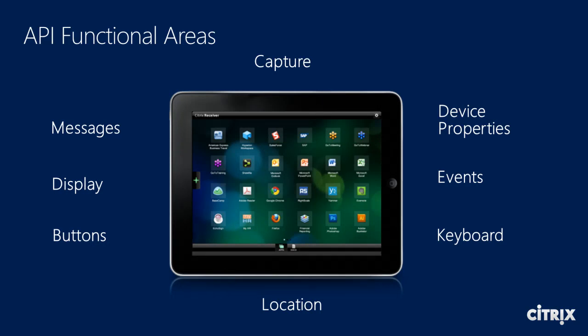Events. Typically, a Windows application isn't expecting its screen to be turned in portrait or landscape mode and flipped around. And so knowing that event has taken place and sending the pixels out appropriately for that. We talked about the keyboard and the location.